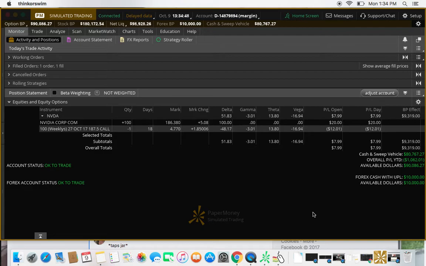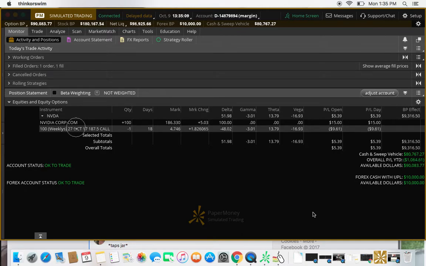So really, there's nothing. You can close this out at any time you want. If it's going down and I want to buy back my option, right? Exactly. So you can buy back the option at any time. So how do I buy back the option? How do I do that?